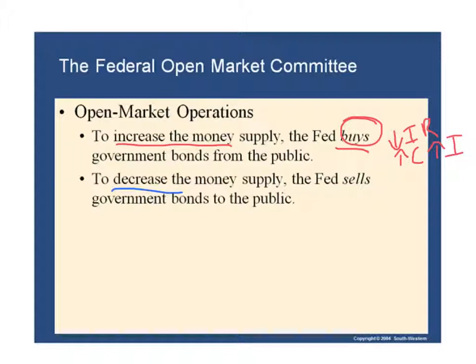A decrease in the money supply is when the Fed sells bonds. That would shift the money supply to the left, increasing the nominal interest rate, decreasing consumption, decreasing investment. That acts to cool off the economy. That's something that should be done in an inflationary period.